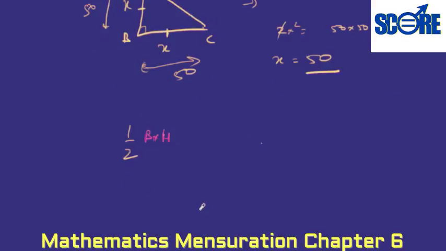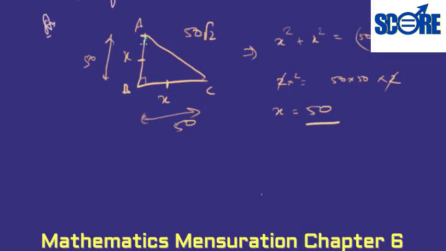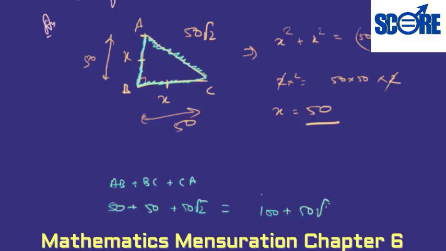We need to calculate the fencing cost. We need to find the cost of the fencing at rupees 3 per meter. That means we need to find the perimeter of this. Let me fence it. I'm fencing this right angle triangle. That means I require the sum of all the sides. Sum of all the sides is AB plus BC plus CA. Now this is 50 plus 50 plus 50 root 2. This length required for fencing is equal to 100 plus 50 root 2.